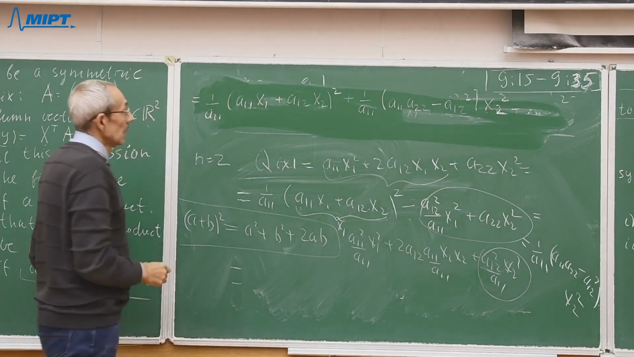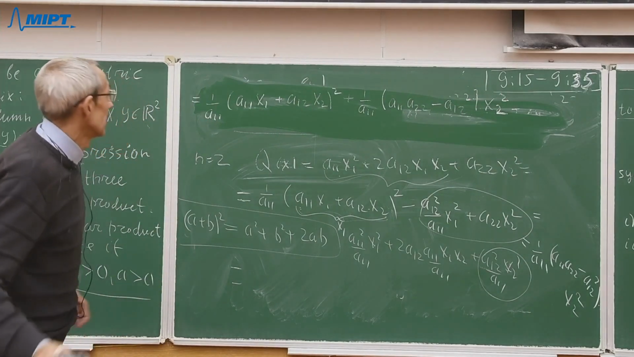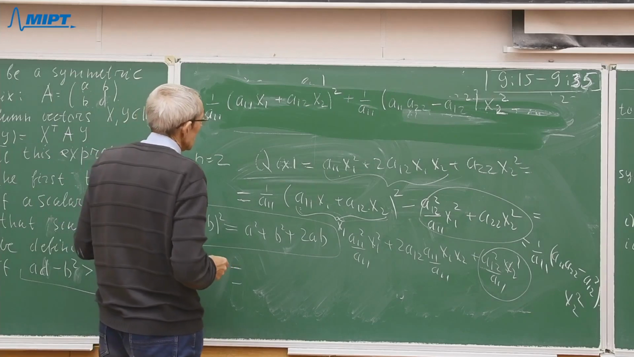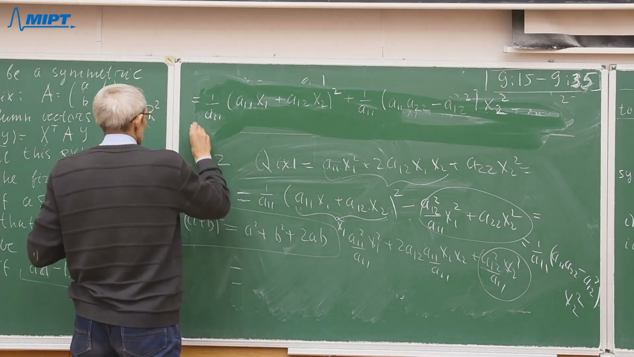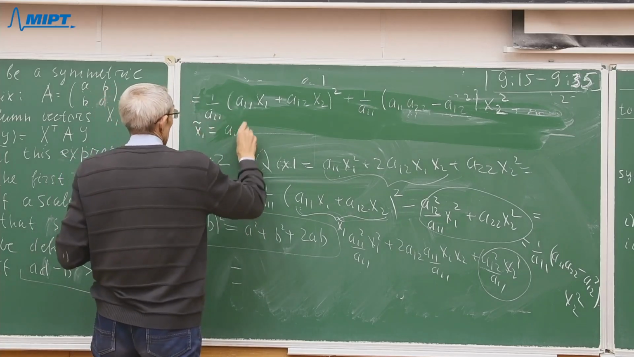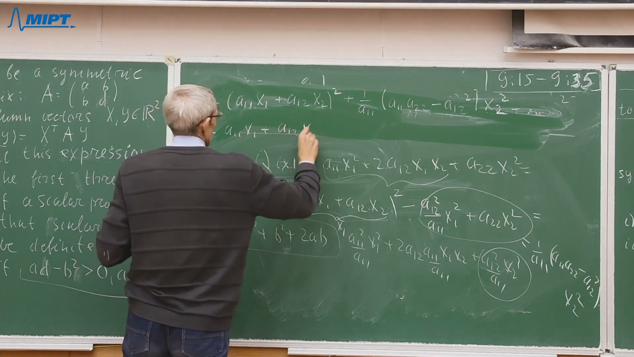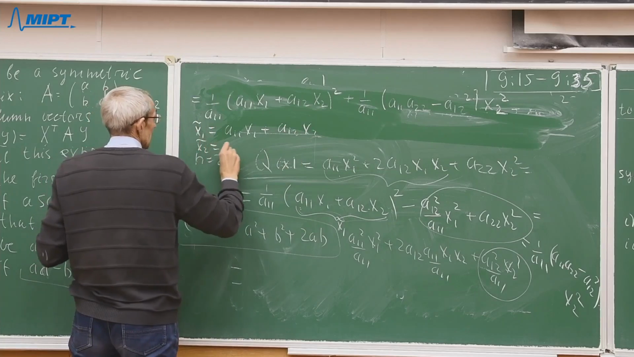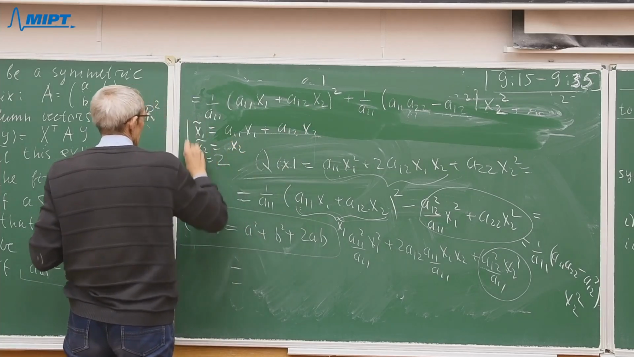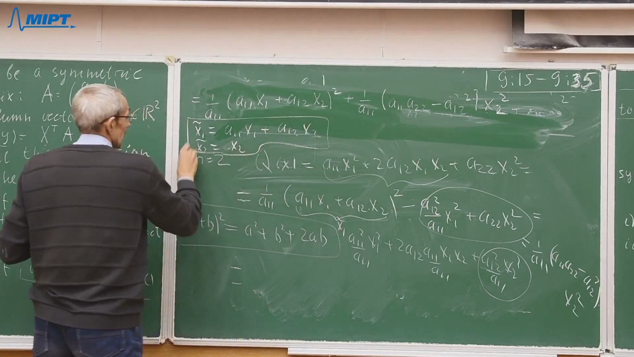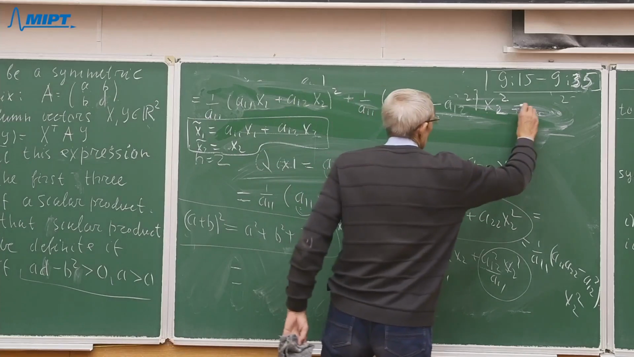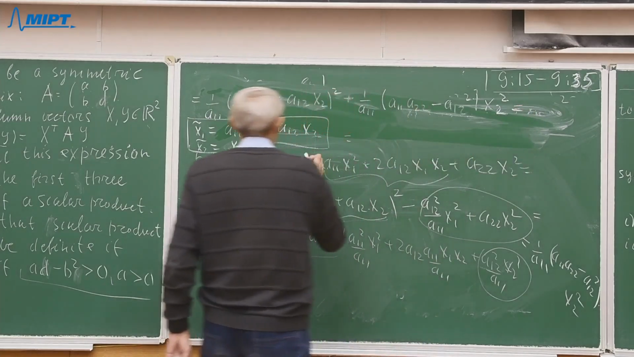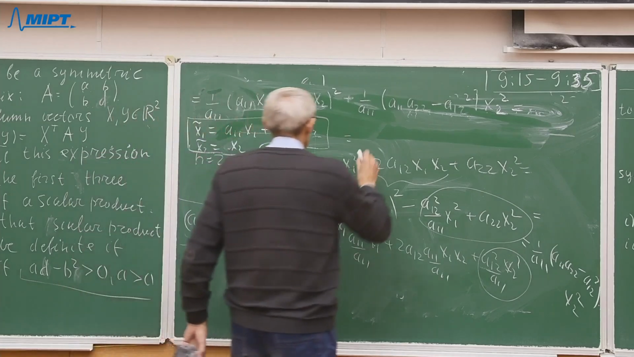We obtain the following expression. Now we can introduce the new variables. Let x1 tilde be equal to a11 x1 plus a12 x2, and x2 tilde be equal to x2. If we introduce such new variables, we can rewrite our quadratic form in the new variables in the following form.